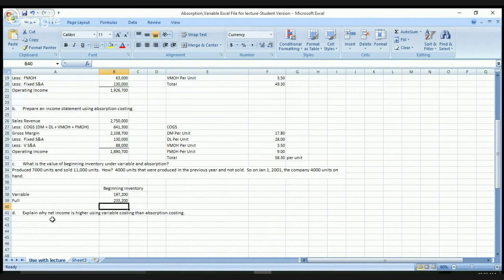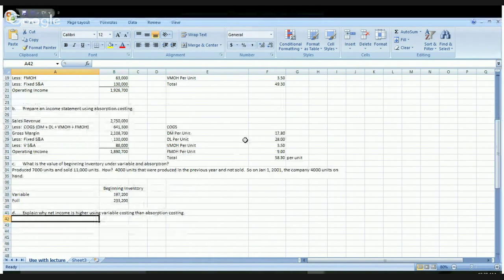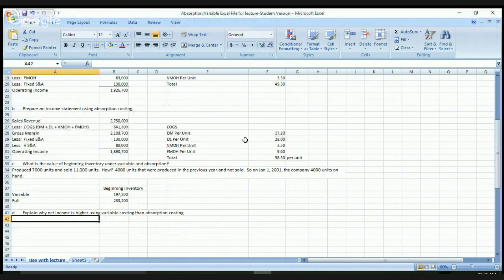Now, explain why net income is higher using variable costing than absorption costing. It's because of the fixed overhead. Fixed overhead was deferred.